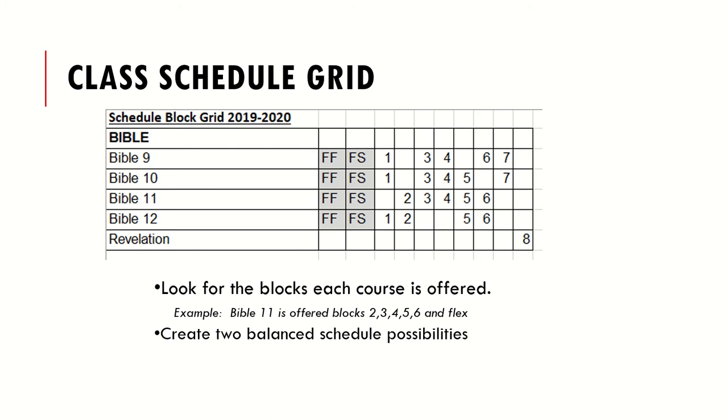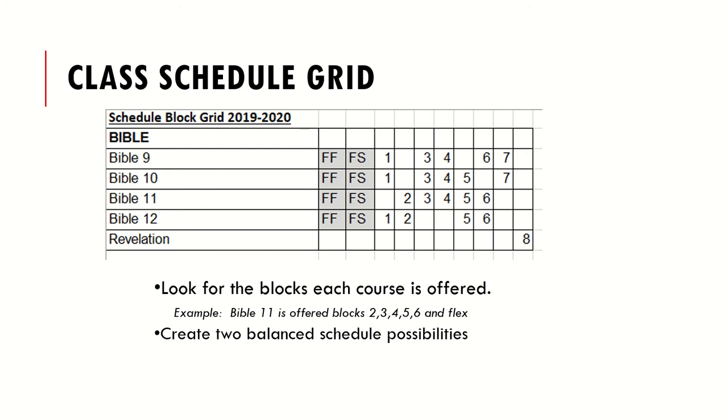Let's begin by looking at the class schedule grid on either the back of your pre-registration form or on the OneDrive link. This form tells you exactly what blocks every class is offered. I want to begin by saying these are simply samples for explaining the process, and classes are not necessarily in the correct blocks on these slides. Refer to the forms you have, or the ones that are found on OneDrive, for accurate current information.